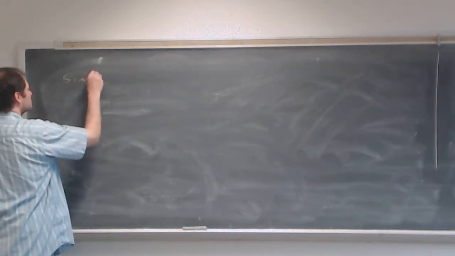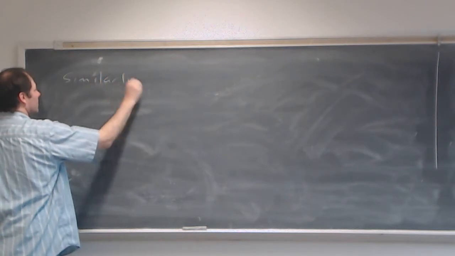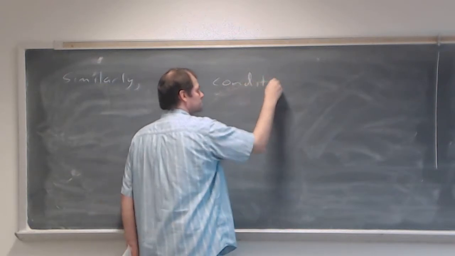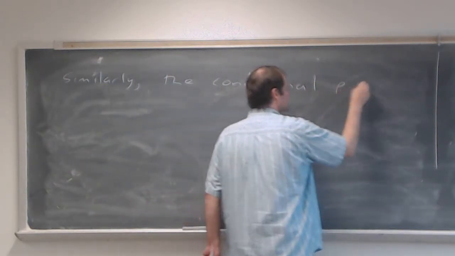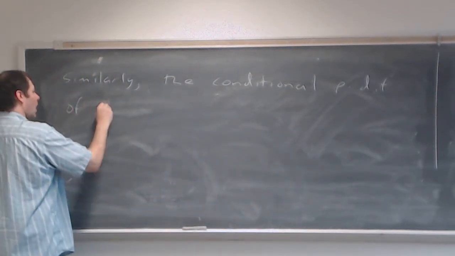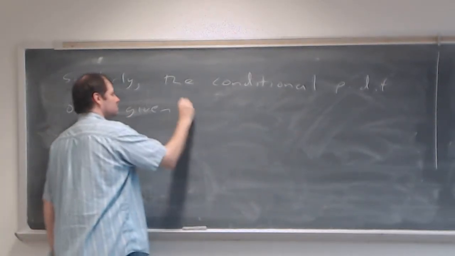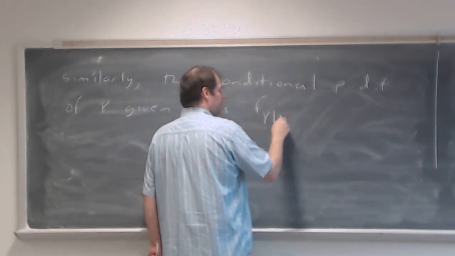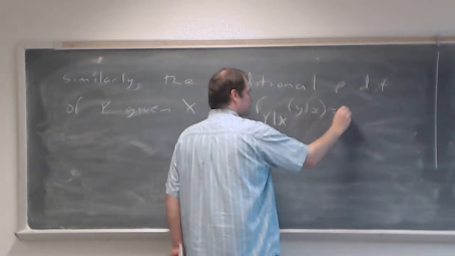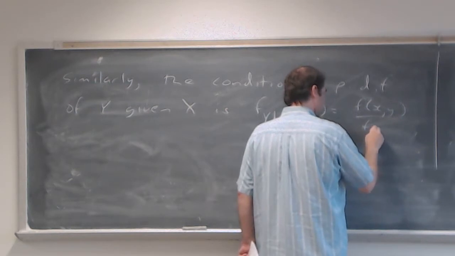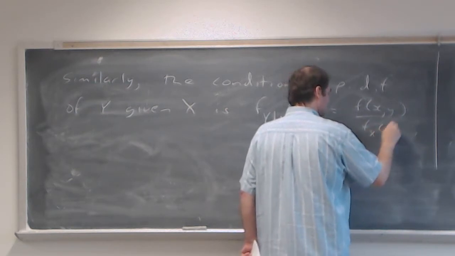Of course, similarly, the conditional probability density function of Y given X is f of Y given X, which is equal to the joint over the PDF of X.